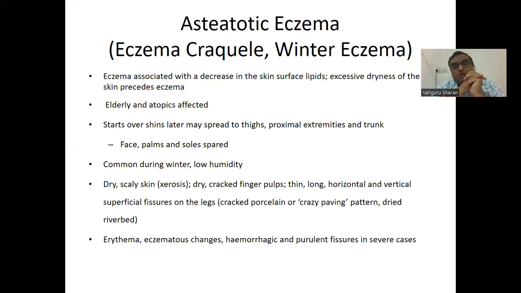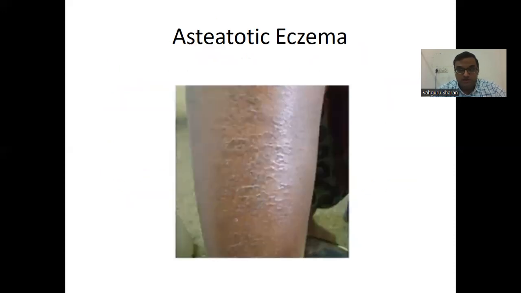It is common in low humidity winter months. Features are dry scaly skin or xerosis, dry cracked finger pulps, thin long horizontal and vertical superficial fissures, or a crackled porcelain or crazy paving pattern, dried riverbed pattern. Hemorrhagic and purulent fissures do occur in severe cases. This is eczema craquelé or crackle.